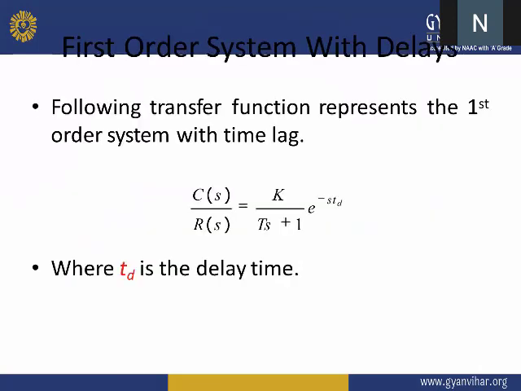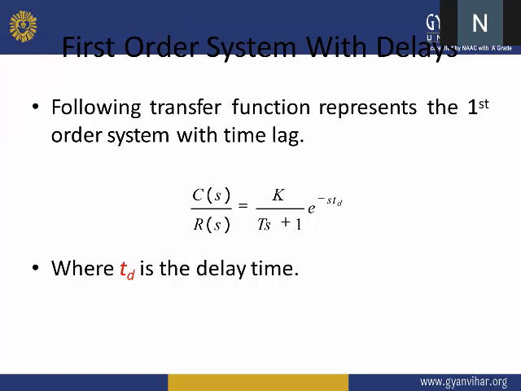Now the first order systems with delays. The following transfer function represents the first order system with a time lag, where this exponential delay, time delay, is being provided. The TD is the delay time. Sometimes it becomes necessary to introduce the delay, or to provide better time lags for better results and for desired outputs.